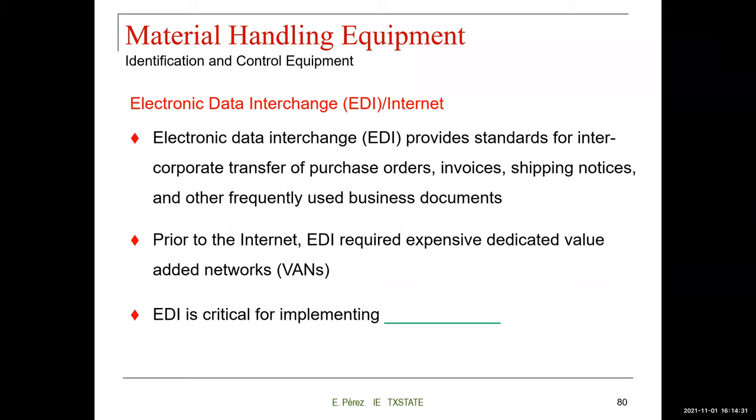Electronic data interchange, EDI, or internet. This provides standards for intercorporate transfer of purchase orders, invoices, shipping notices, and other frequently used business documents. Prior to the internet, electronic data interchange required expensive dedicated value-added networks or VANs. So that has changed with, again, the use of the internet.